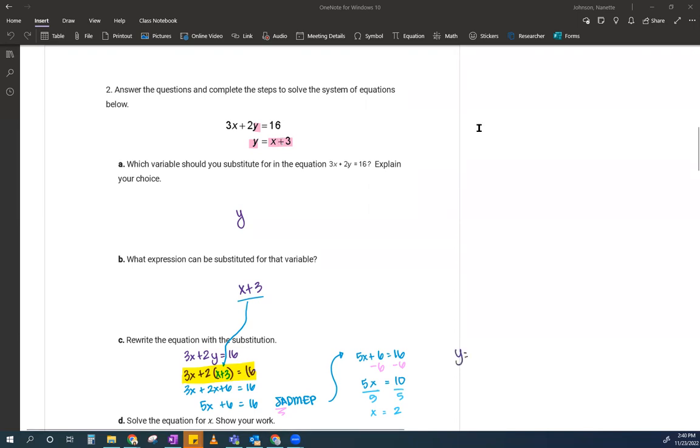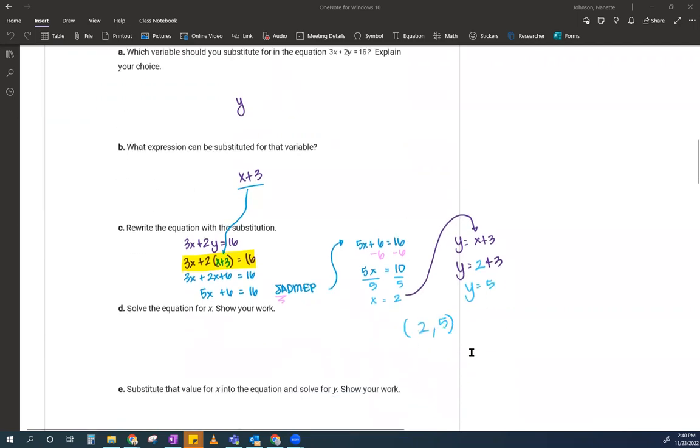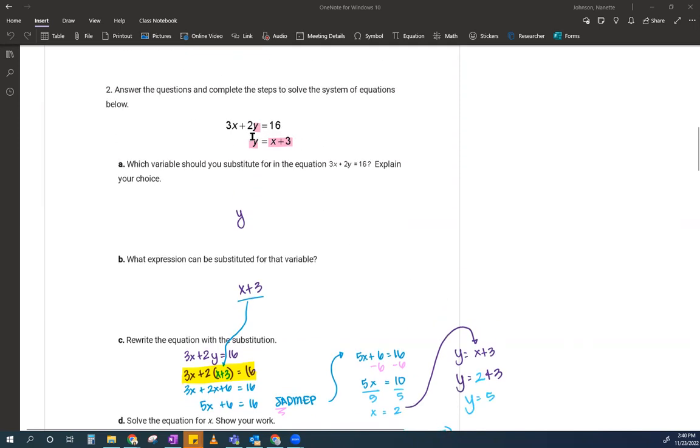And then I take my little 2 and I plug him in for my x. So I get y equals something plus 3, and I take that 2 and I put it there. So therefore y equals 5. So I'm going to write my point as (2, 5). So there's my solution. And of course, they're going to ask you to check your answers. You are going to check your answers. Okay. But really quickly, because I've already plugged in that one, I'm going to plug it in here.